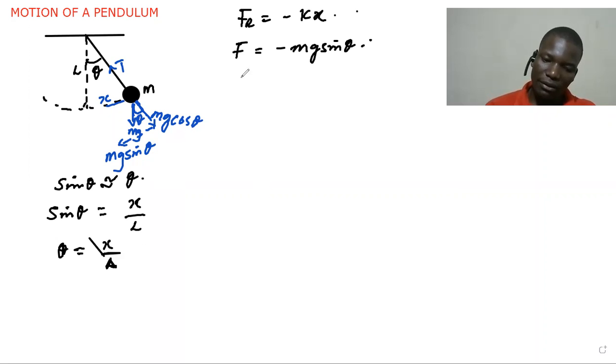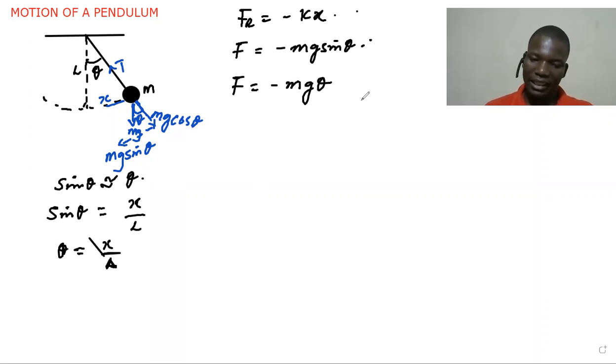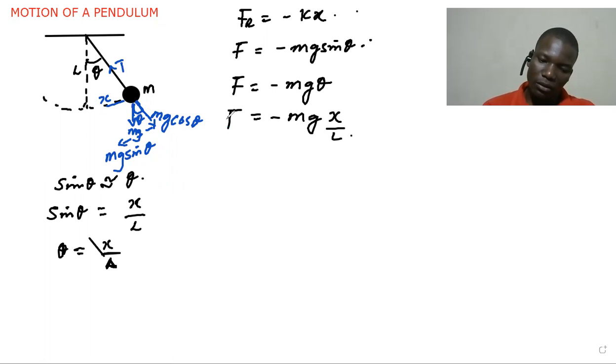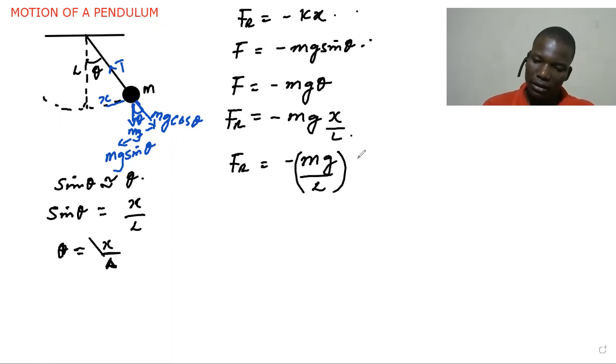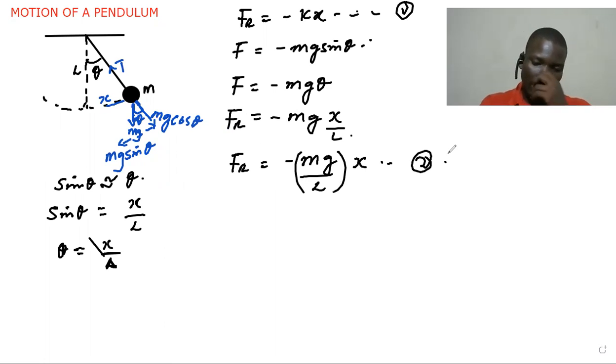So in this equation, we're going to have negative mg theta. Theta is very, very small, and this theta we've also related to be x over L. So we have negative mg x over L. So the restoring force is going to be mg over L times x. We can see now that from this standard equation and this equation, we can relate them.